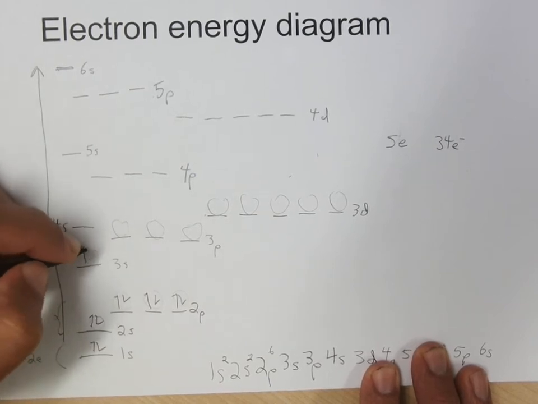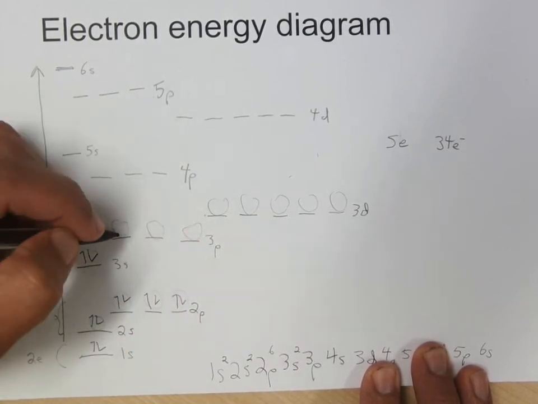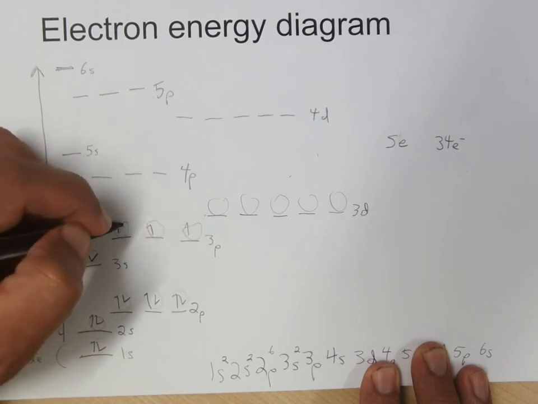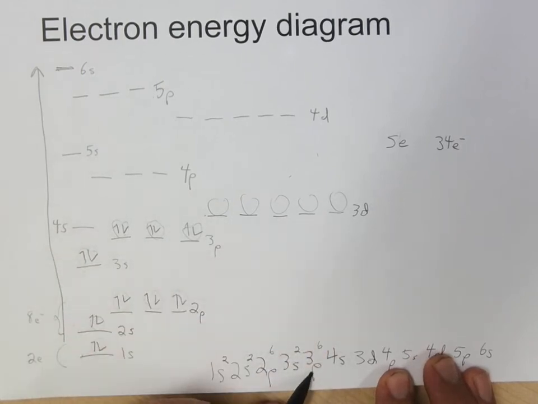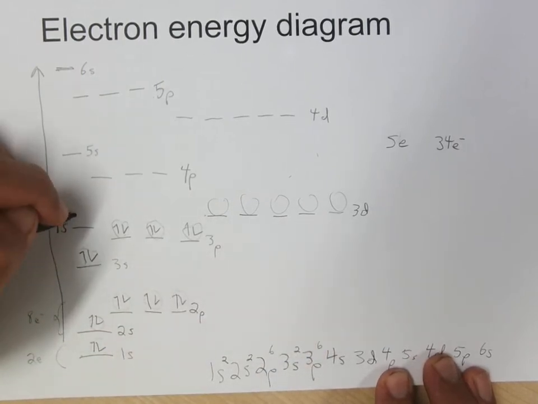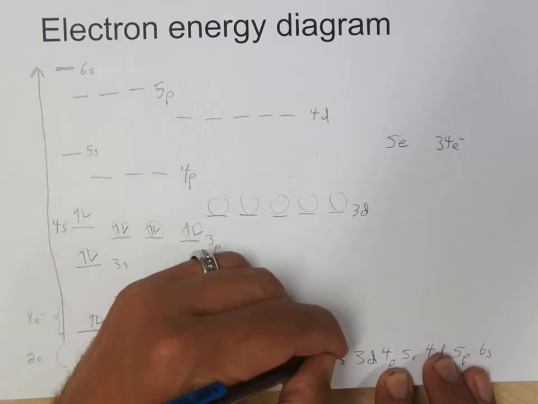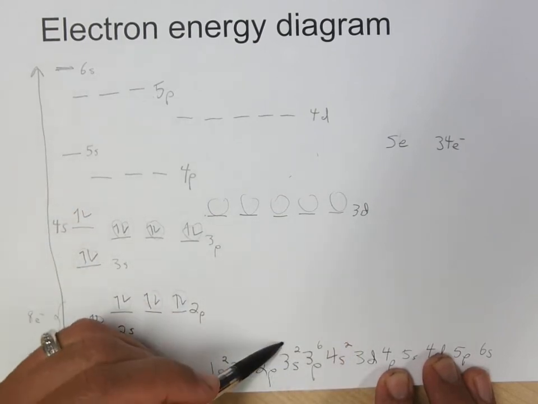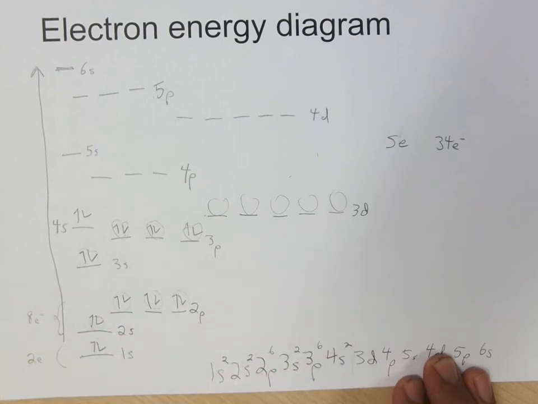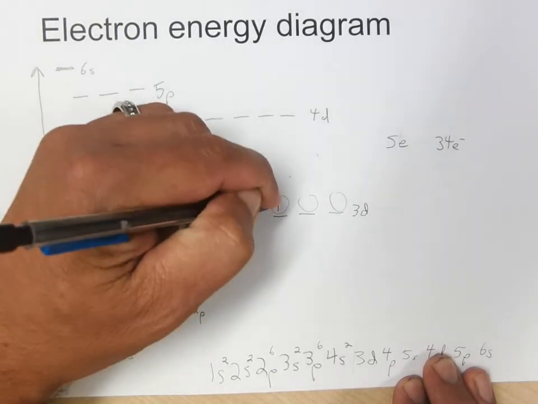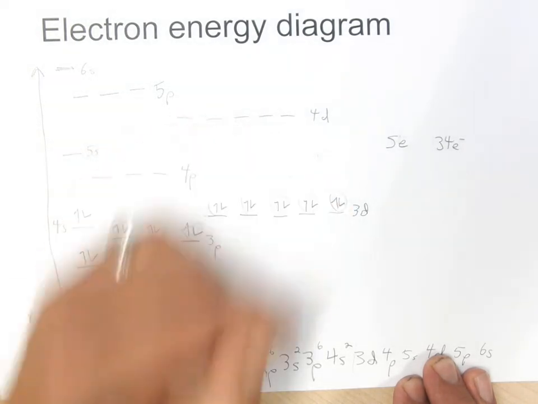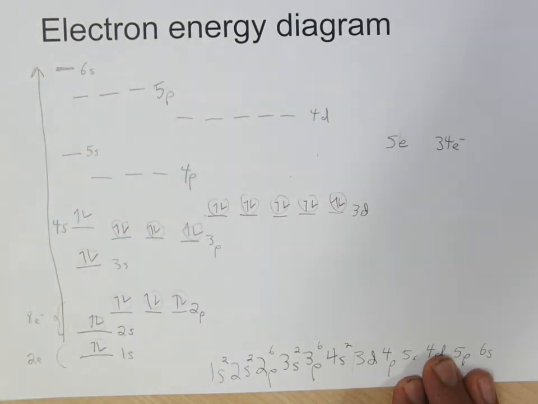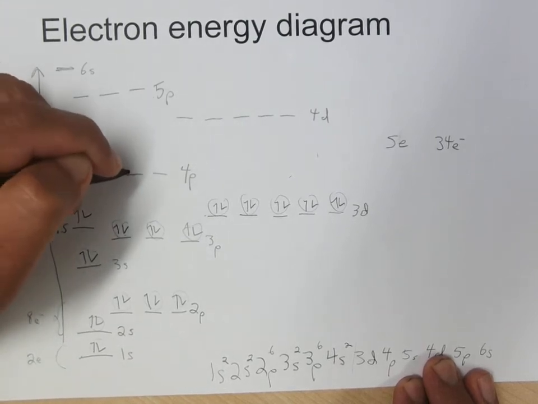And then 3s gets 2 electrons. 3p gets 6 electrons, and this is where we might expect to go to 3d, but no. After putting the 6 electrons in the 3p, we go to the 4s and put 2 electrons in there. So now I've filled 20 electrons. We have to get to 34, so we keep going. And we can put 10 electrons in the 3d. So that's 30 electrons. We have to get to 34, so we have 4 remaining to put in the 4p.